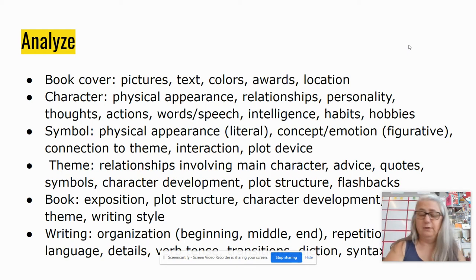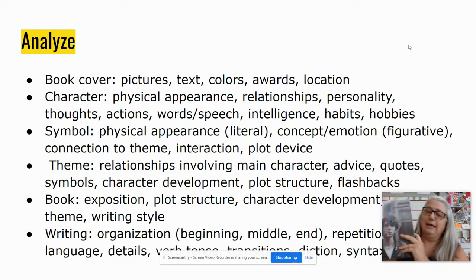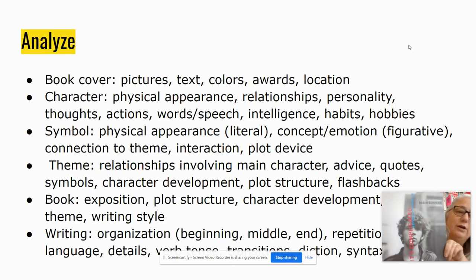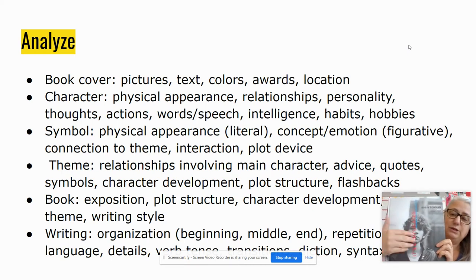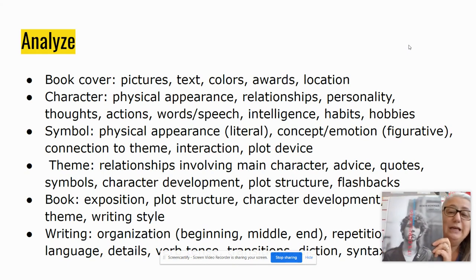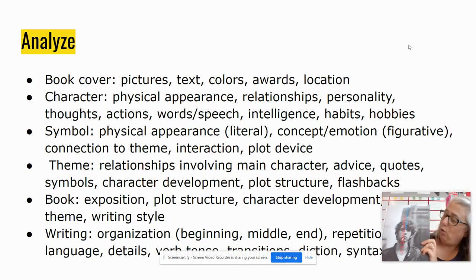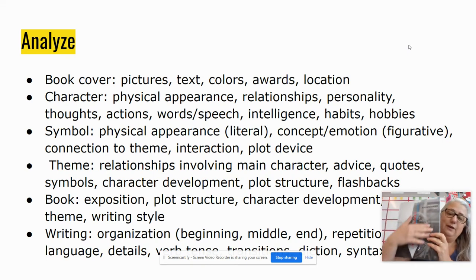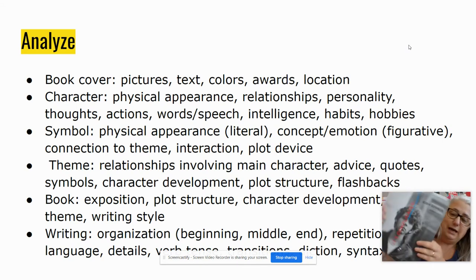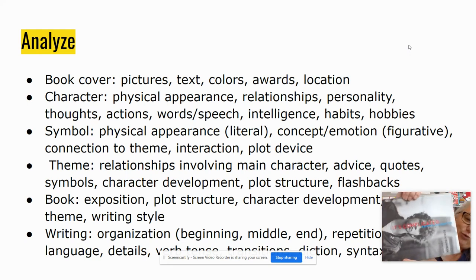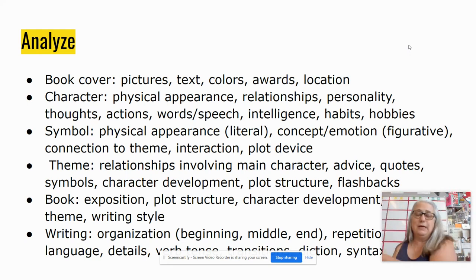So a book cover. If you were going to analyze this book cover, you'd look at the picture, you would look at the text, what's written, the colors that are used. Notice it's a black and white picture, but the title is in red and blue. Any awards that have been given, or the location of anything that's placed on the cover. Why do you think the author put the title of the book sideways like this right down the middle of the picture? Okay, so that's one way.